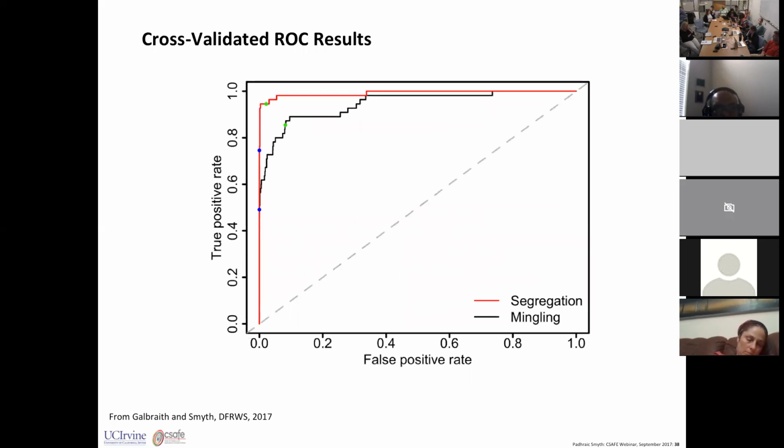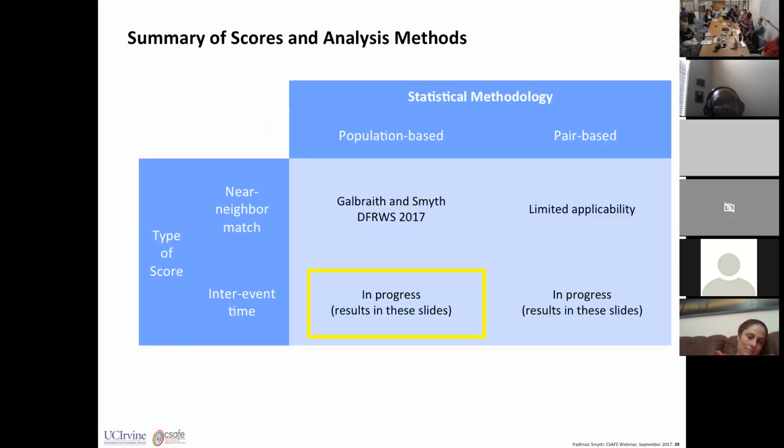And we found, perhaps not surprisingly, that even though the data is somewhat noisy, yes, you can do this. This is one way of looking at the results with ROC curves. The segregation index, the red curve, does a little bit better than the black curve, which is the mingling, but they're both quite far away from if we did random discrimination. So there's certainly a lot of signal there. So that's encouraging.